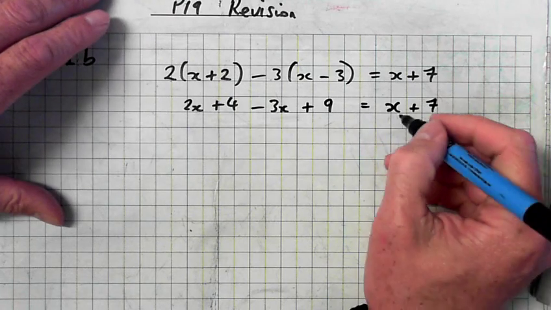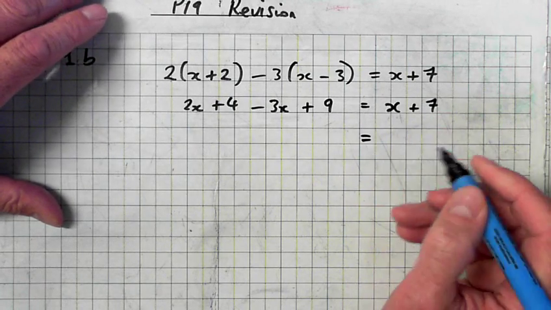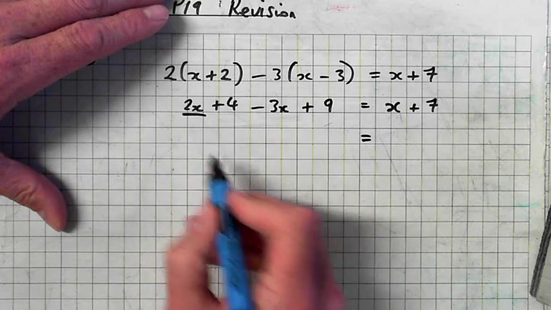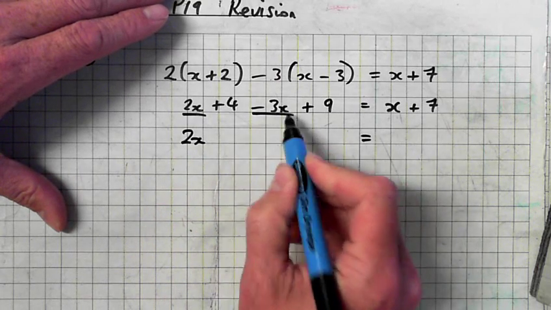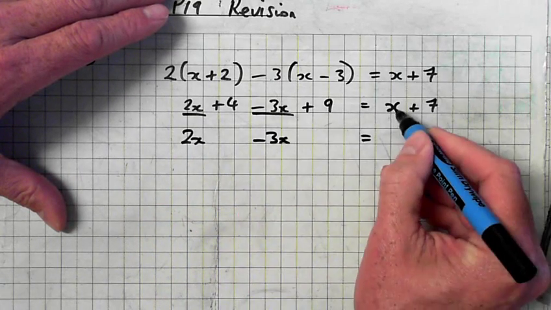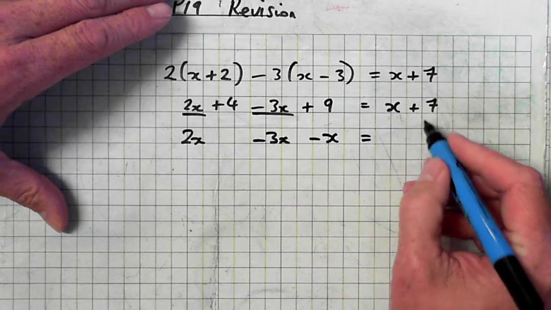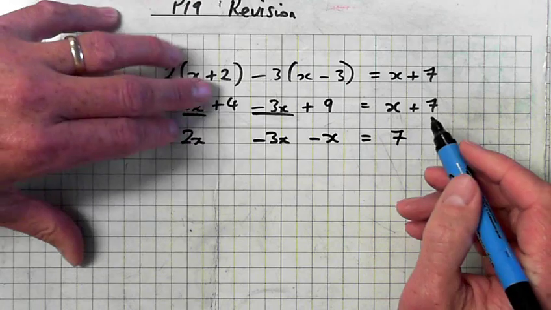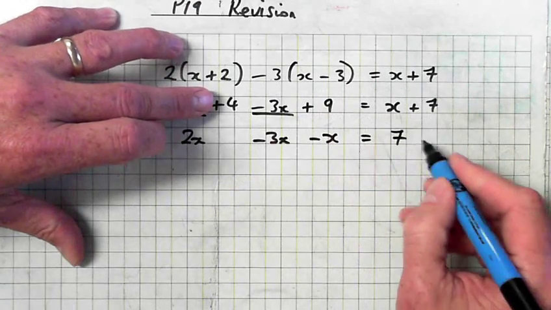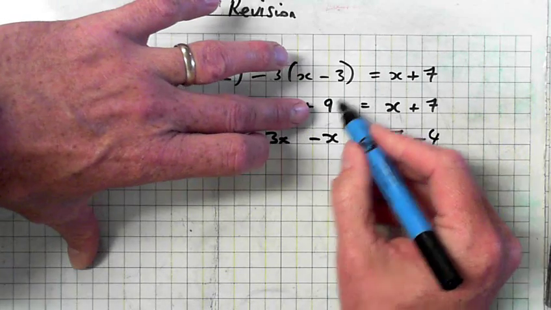Right. X's will be moved to the left of the equals, so 2x is already on the left. Minus 3x is already on the left. We'll move this x across, minus x. 7 is on the correct side. Now we'll have to move plus 4 across. Move plus 9 across.